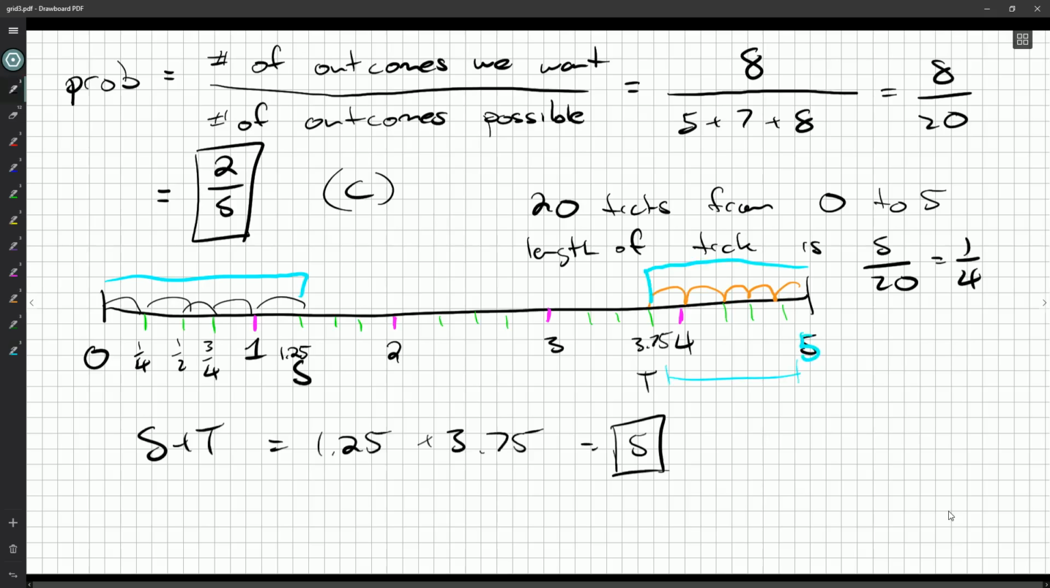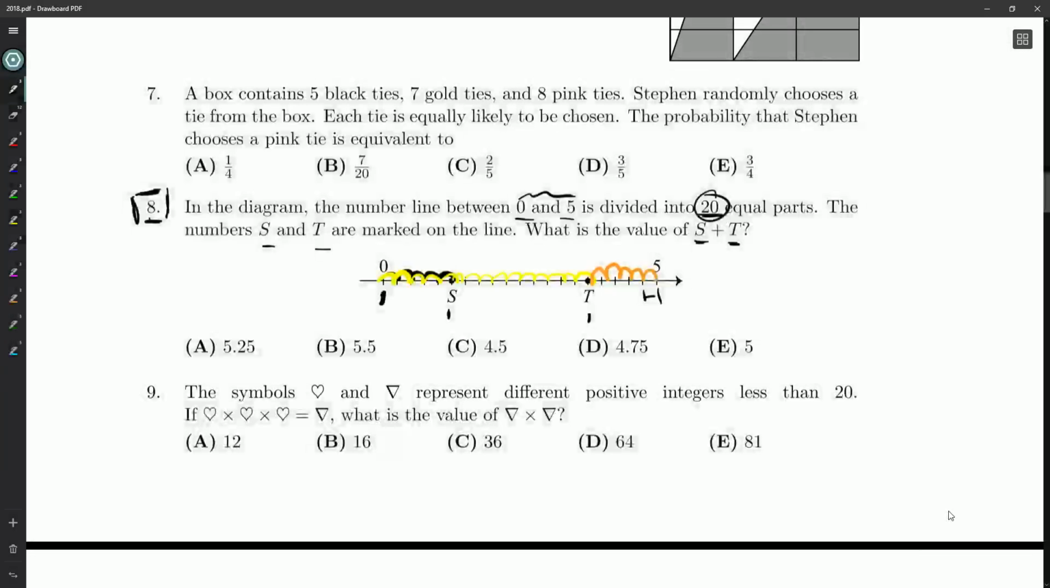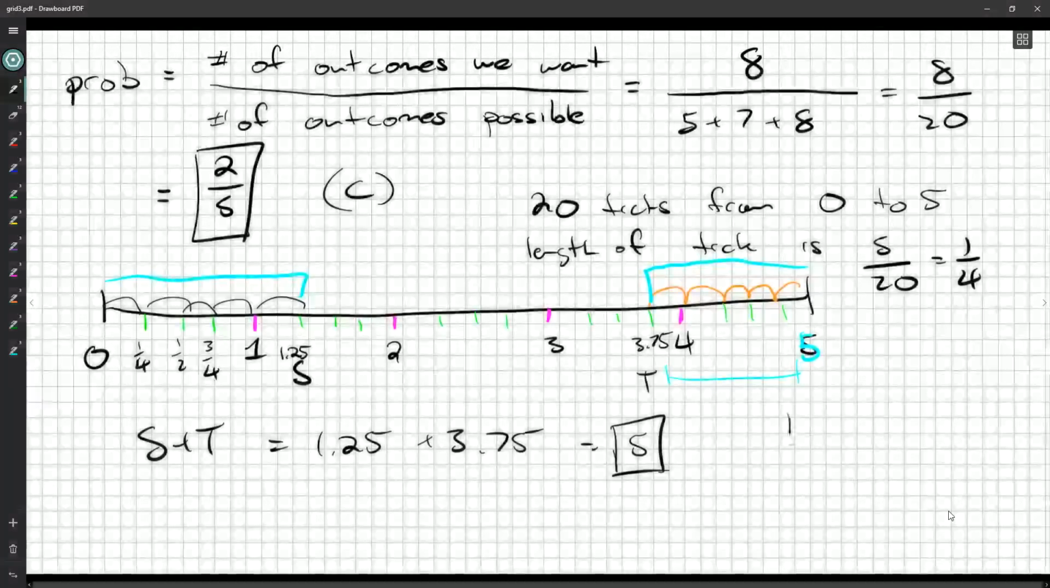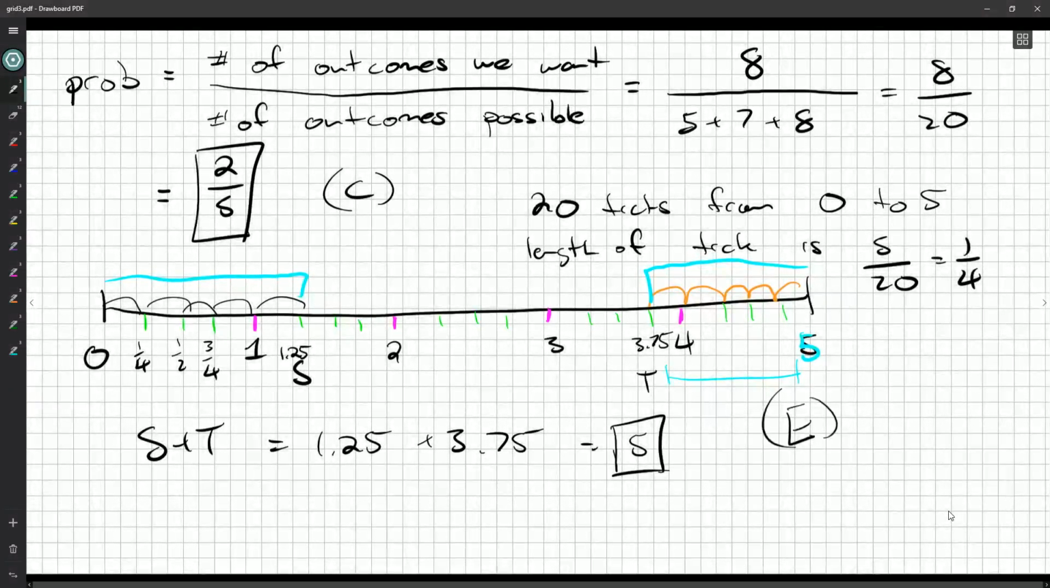Okay, so 5. Where is 5 on our list of answers? It's hiding here at the end, so we're going to go with E. And there you have it. So that finishes up question number 8.